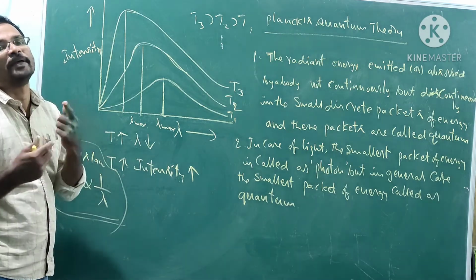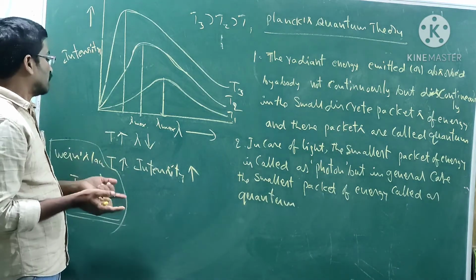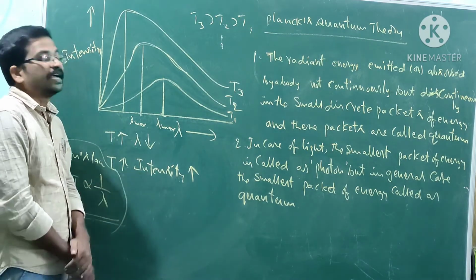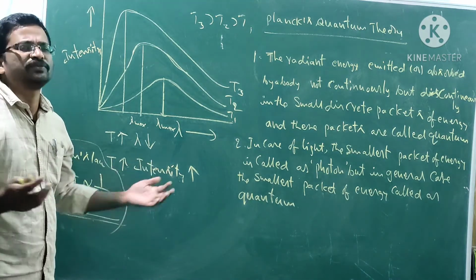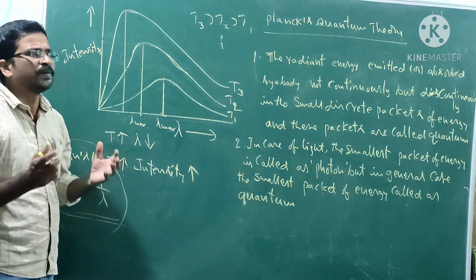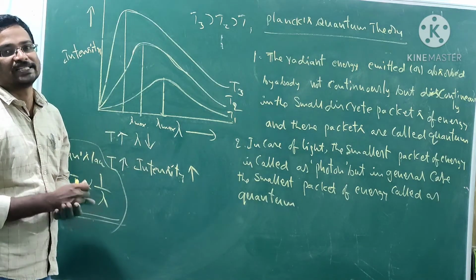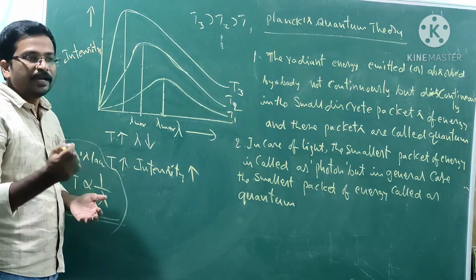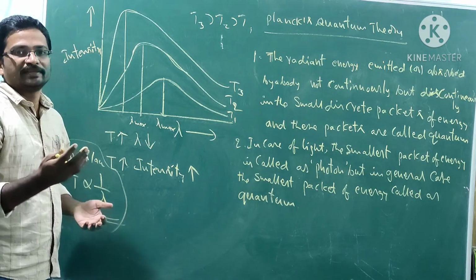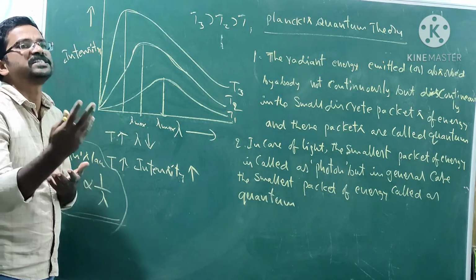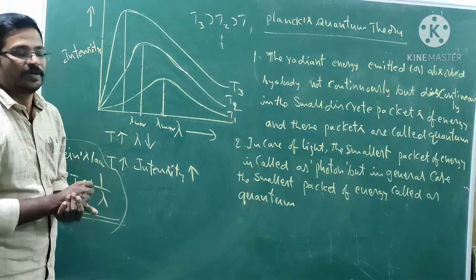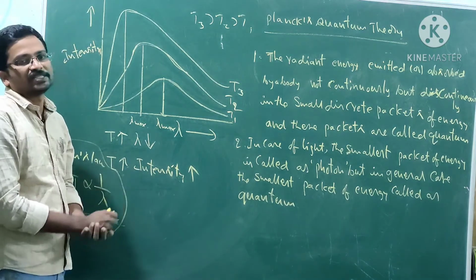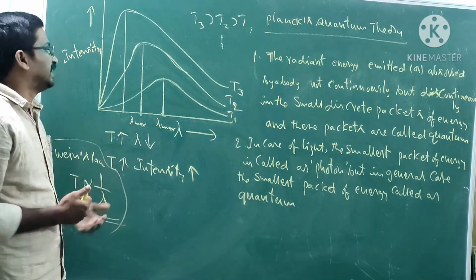As temperature increases, the lambda value decreases, and the intensity also increases. What does intensity mean? Intensity means thickness or brightness. Brightness is known as intense color. Pale red versus intense bright red: bright red means the intensity has increased. The brightness of that color is known as intensity.